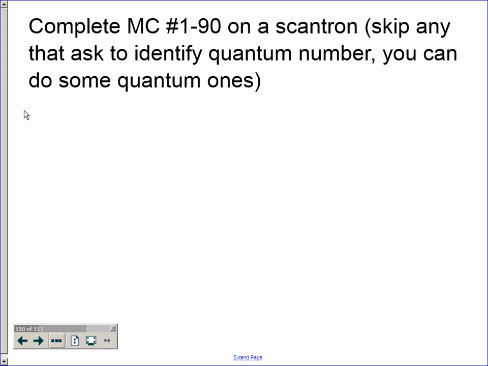Last note: there are a couple, I don't know exact numbers off the top of my head, that ask you to identify quantum numbers, like what are the possible quantum numbers up to p? We didn't go that much in depth in quantum, but you can do some quantum numbers. The ones you can do, do. The ones where you're like, nope, can't do this quantum question, skip. There'll be a couple that are there early actually.